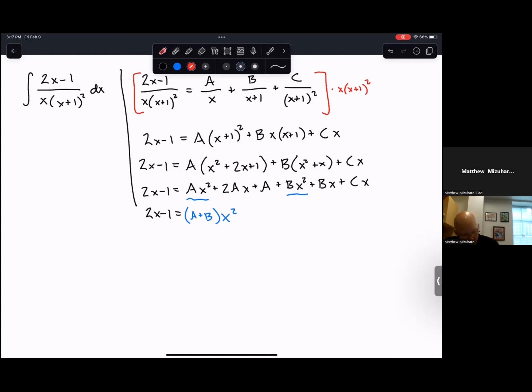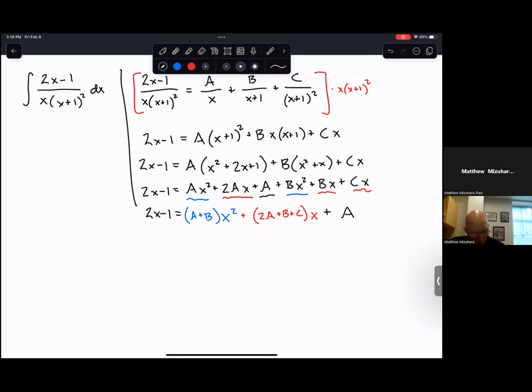Let me do the same for the x terms. So I have x's, x's, x's. And I'm going to group all of those together and then factor out the x that's common to all of them. So when I factor out an x from the terms underlined here, I have 2A plus B plus C left over. And then finally, I have just A alone, which is sort of the constant term. Okay, that's left over. And now here is the idea of this method. This equation can hold if and only if all of the coefficients on the left-hand polynomial and the right-hand polynomial agree.